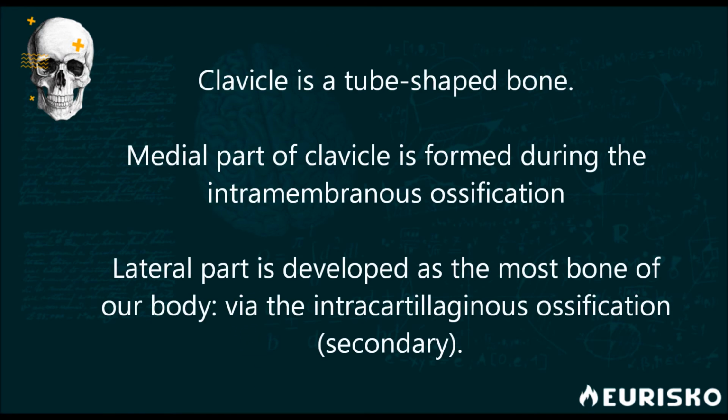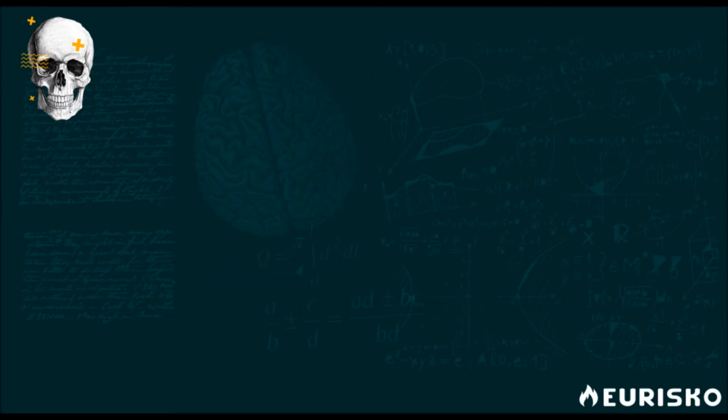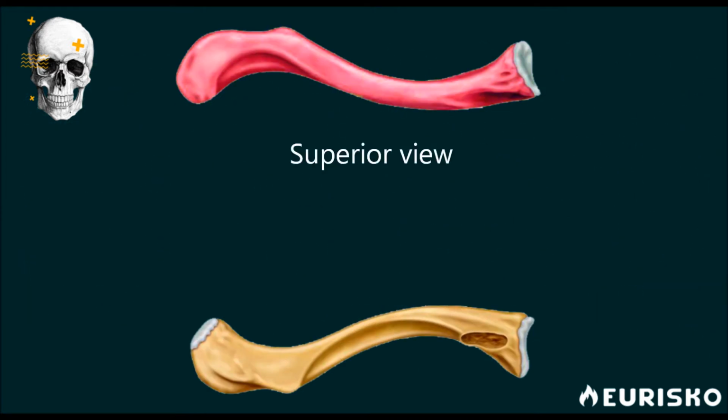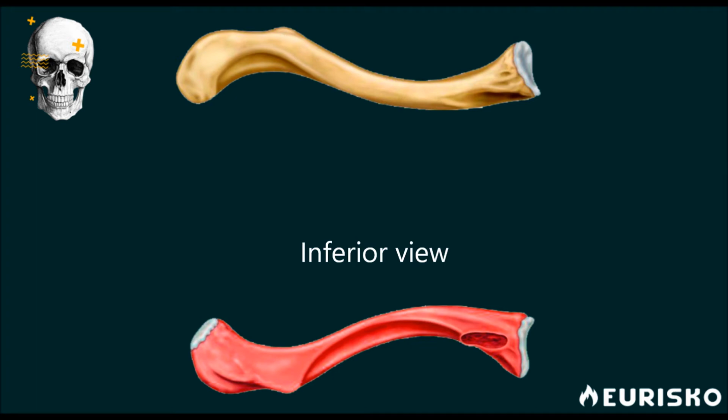The clavicle is a tube-shaped bone. It is also very remarkable because the medial part of the clavicle is formed during intramembranous ossification, so it is primary, and the lateral part is developed, as most bones of our body, via intracartilaginous ossification, so it is secondary. The picture shows the superior view and inferior view.